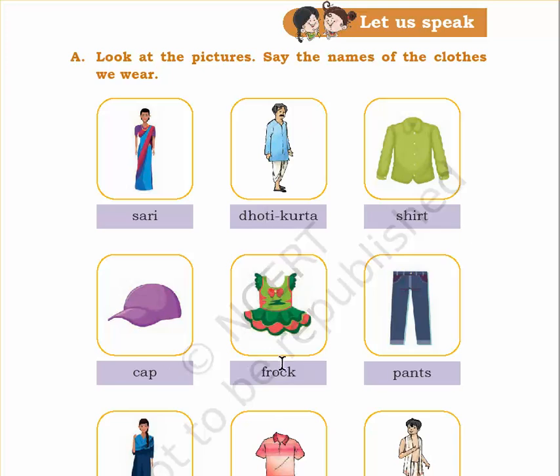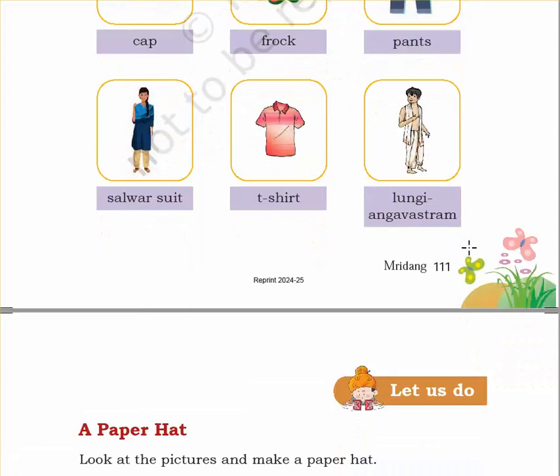This picture is showing a frock, pants. Then in the next picture we can see a salwar suit, a lady wearing a salwar suit. In the next picture we can see it's a t-shirt. Then in the last picture we can see it's a lungi and vastram. This is a lungi.